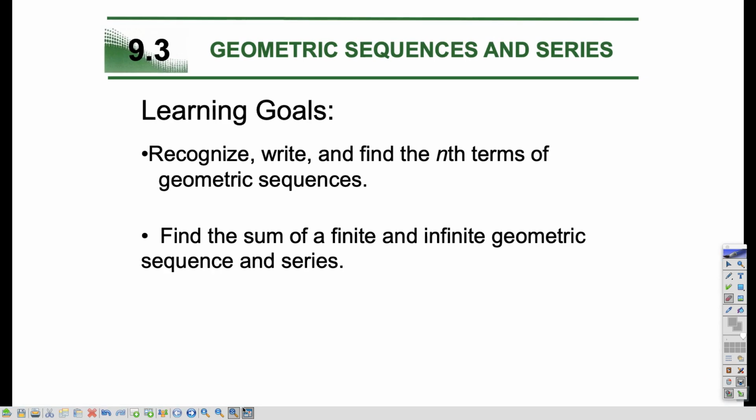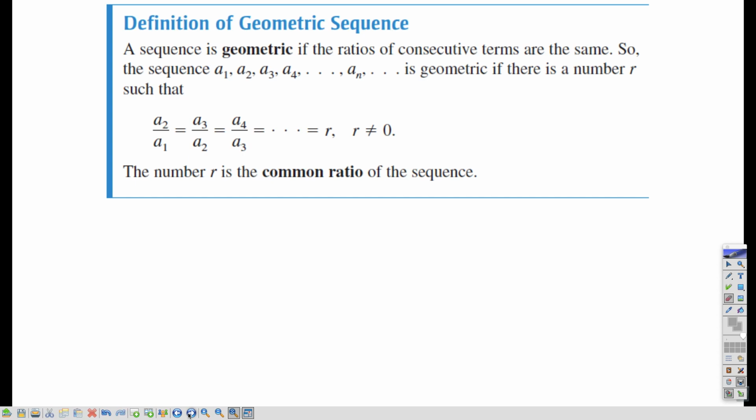Let's see if I can make it big. Ooh, look at that. Okay, so the definition of a geometric sequence, I don't think I'd write all of that, but this is exactly what's in the book, so we need to learn how to read that and pick out what the true stuff is. Okay, so it says a sequence is geometric if the ratio of consecutive terms is the same. That's the definition right there, isn't it?